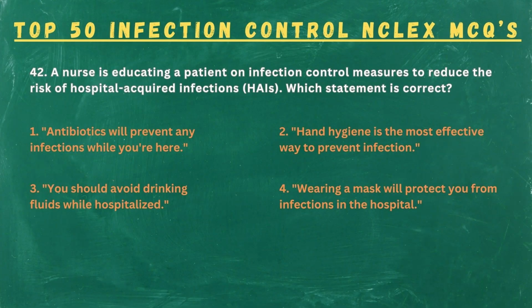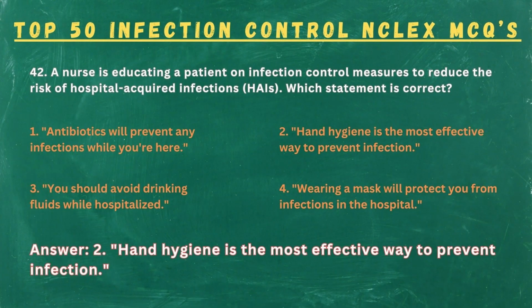42. A nurse is educating a patient on infection control measures to reduce the risk of hospital-acquired infections, HAIs. Which statement is correct? 1. Antibiotics will prevent any infections while you're here. 2. Hand hygiene is the most effective way to prevent infection. 3. You should avoid drinking fluids while hospitalized. 4. Wearing a mask will protect you from infections in the hospital. Answer: 2. Hand hygiene is the most effective way to prevent infection.